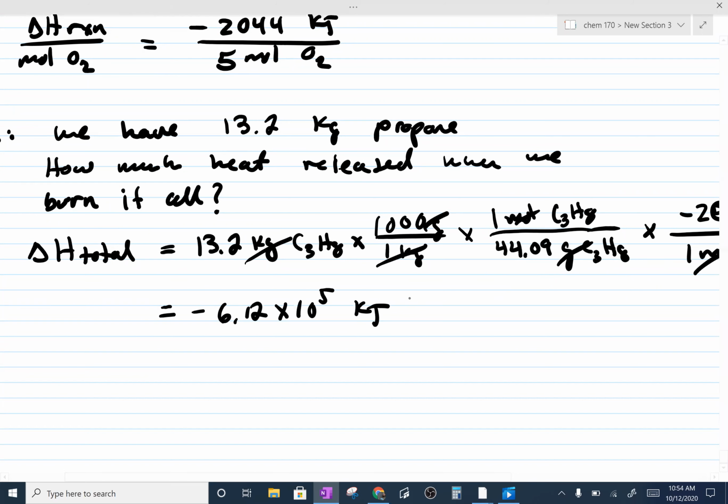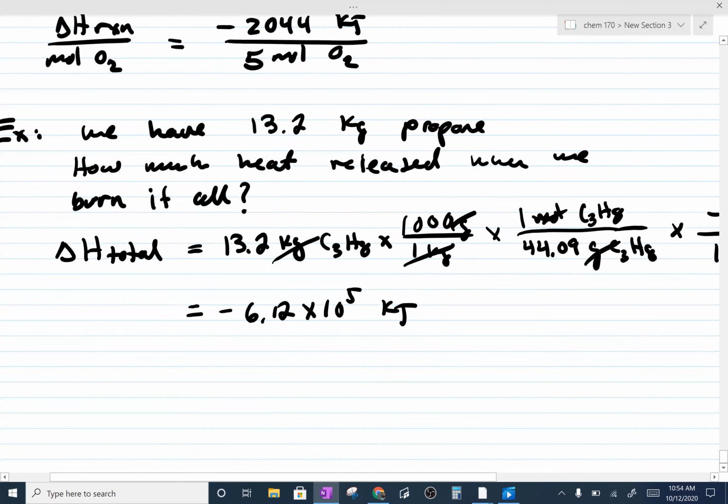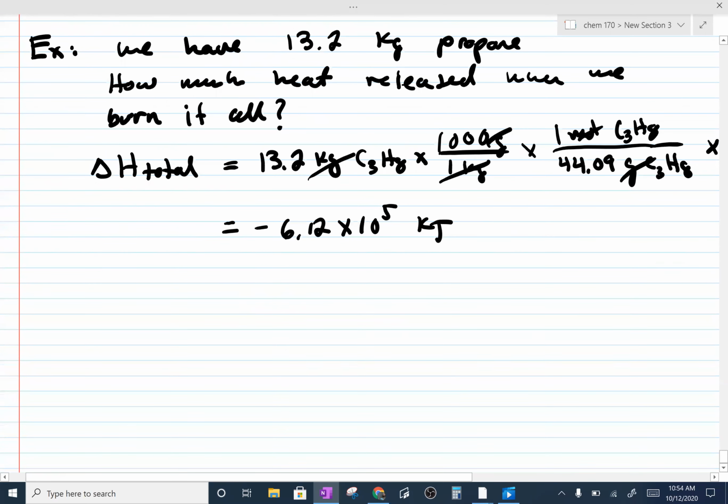That's a lot of heat energy, which you would imagine is true. If you burn 13 kilograms of propane, it's going to release a lot of heat, right? The grill is going to get super hot, and it's going to stay super hot for a really long time. Okay. That's delta H reaction. We're going to use this very frequently in this course. So I would learn this concept and how it relates to the actual stoichiometric equation.